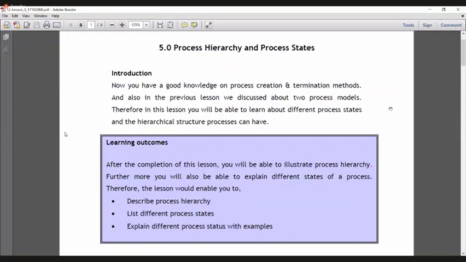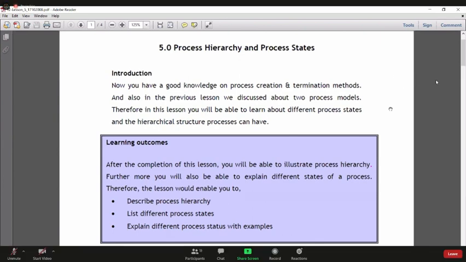Process hierarchy and process states. So last time we learned state diagrams, the 2-state diagram and the 5-state model, right? Two models. So we'll talk more about those things.